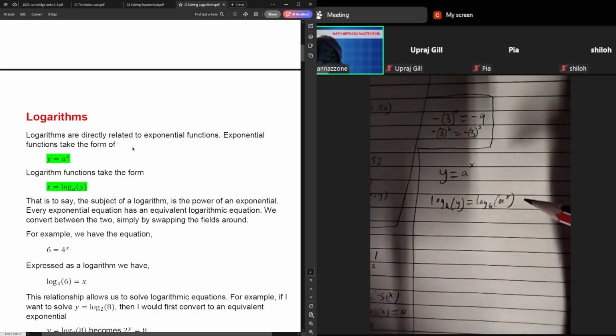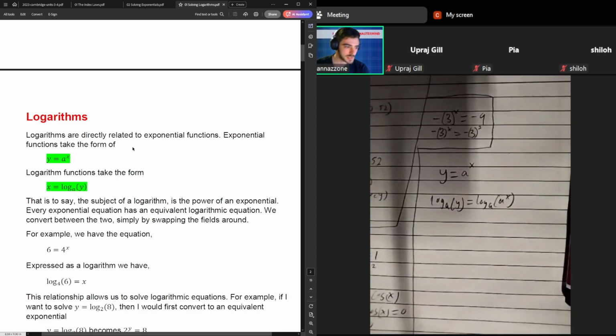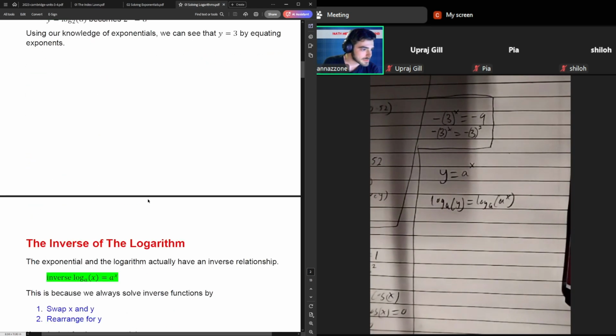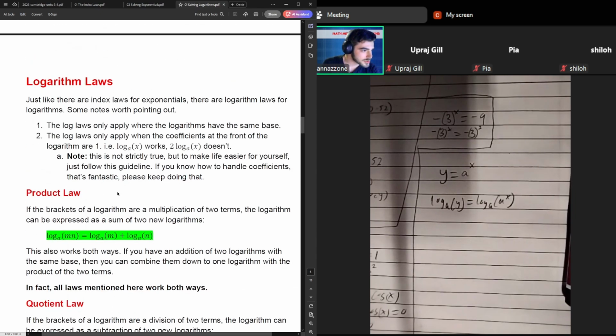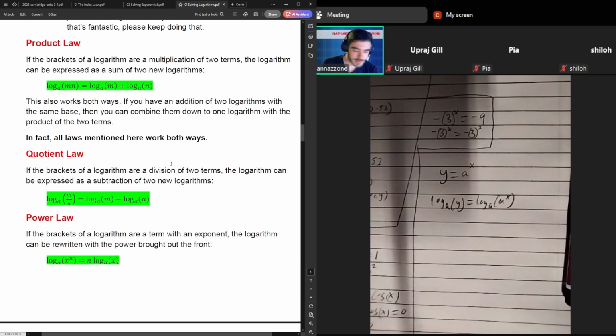Now from here you could use the so-called log laws to rearrange this. We are deviating a bit from the initial lesson, but that's okay. Let me just show you the log laws ahead of time. Okay, so back on the screen share, the key one of interest is the power law here, which says that if the brackets of your logarithm have a power, and that means the entire bracket of your logarithm has a power, then you can bring that power out the front of the logarithm.